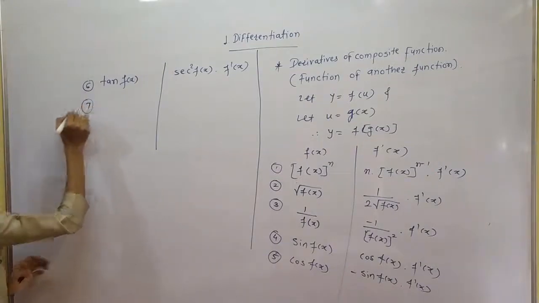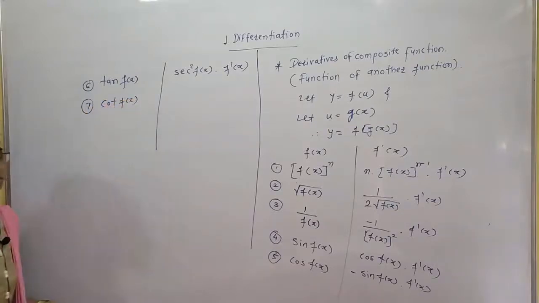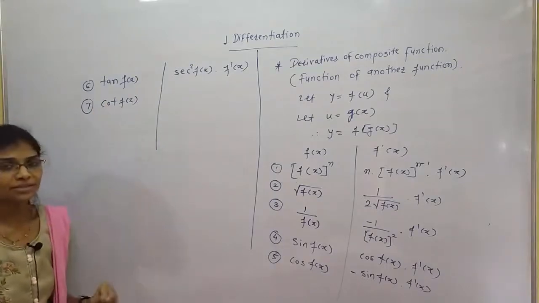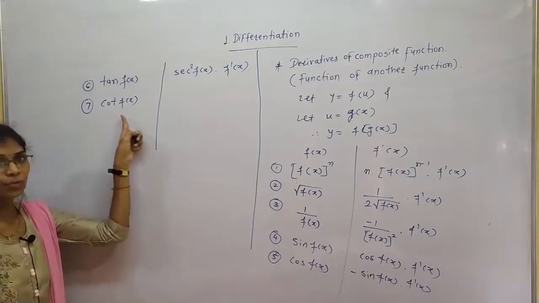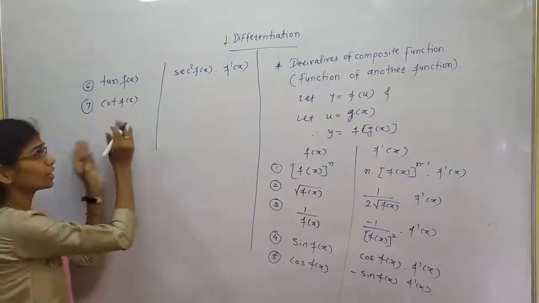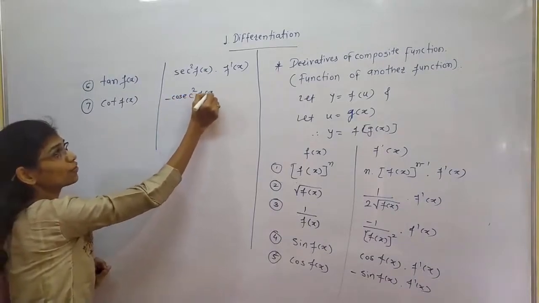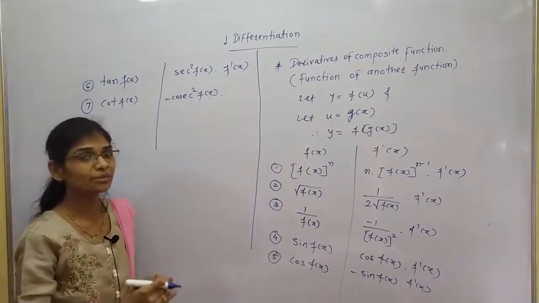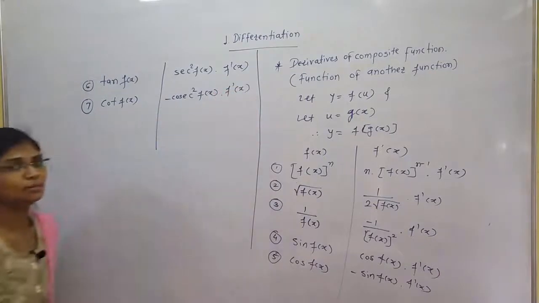Next, seventh one, the derivative for cot of a function, the composite function cot of f of x. The derivative of cot x is minus cosec square x. Here we have to take the derivative of cot of the whole function. Therefore, the derivative of cot is minus cosec square of f of x, the whole function, and its derivative we have to take in multiplication, that is f dash of x.